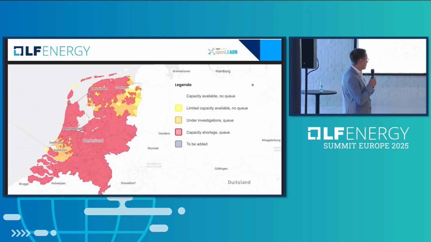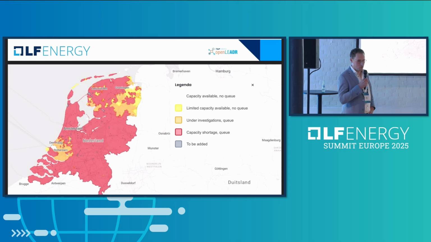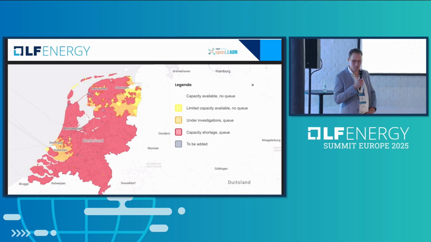So you see that there is a shortage basically everywhere, with some limited capacity regions where you do stand a chance of getting a grid connection within a fair amount of time. So this is really bad, and now we're looking for smart ways to actually use the limited bit of capacity that we have left while upgrading the grid.